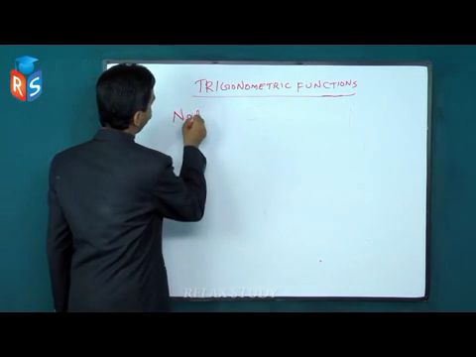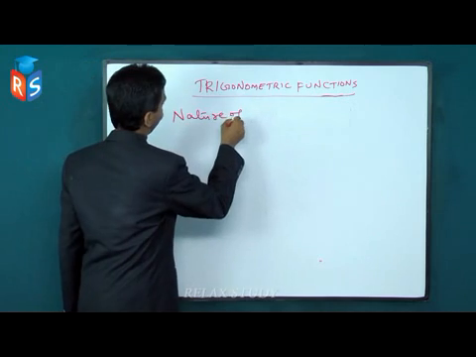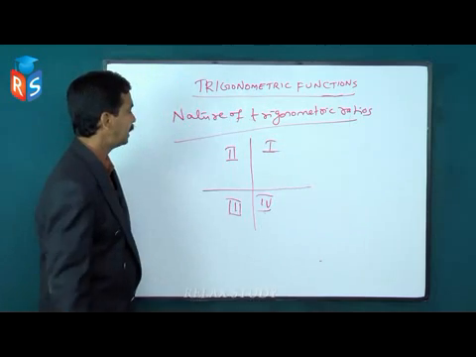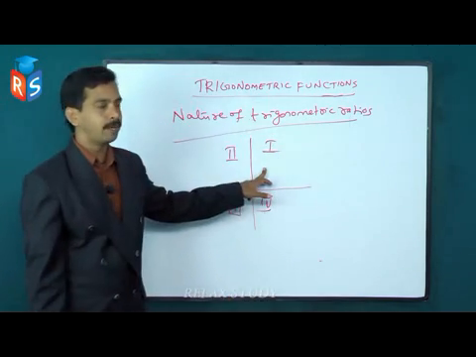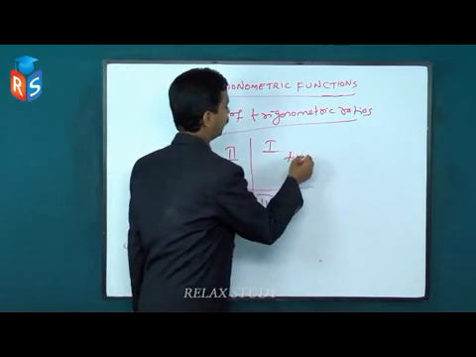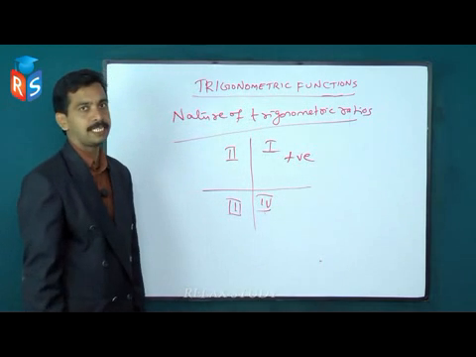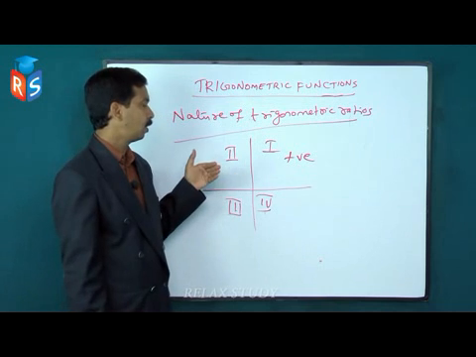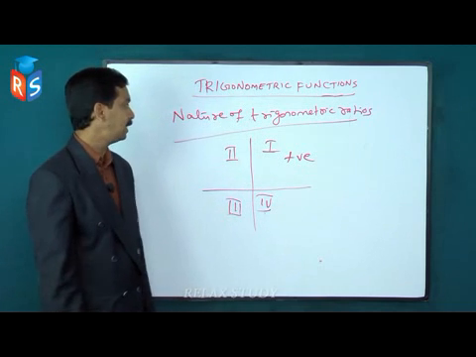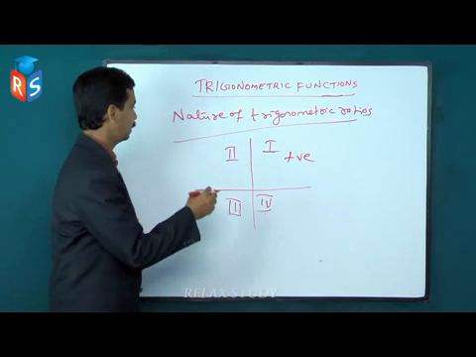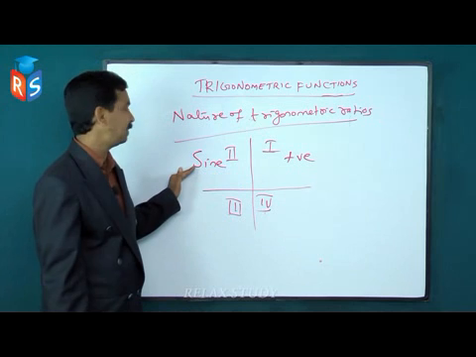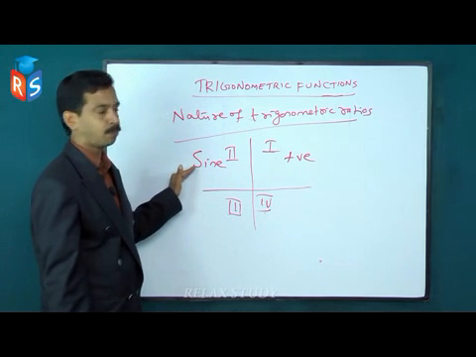Next, nature of trigonometric ratios. We have 4 quadrants. First quadrant, all the trigonometric ratios are positive. That is sin theta, cos theta, tan theta, cosec theta, sec theta, cot theta, all are positive. And in second quadrant, only sin and its reciprocal are positive. That is sin theta and cosec theta are positive.